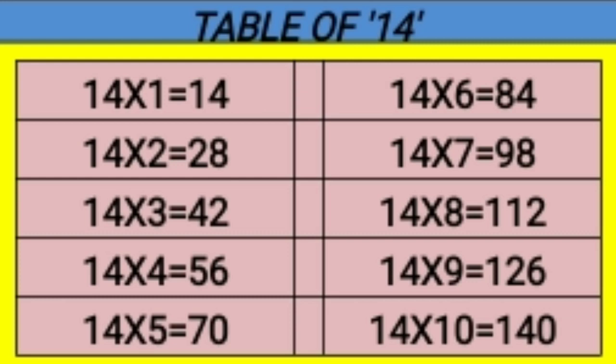14 twos are 28. 14 threes are 42. 14 fours are 56. 14 fives are 70. 14 sixes are 84. 14 sevens are 98.